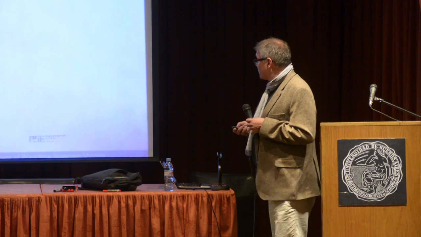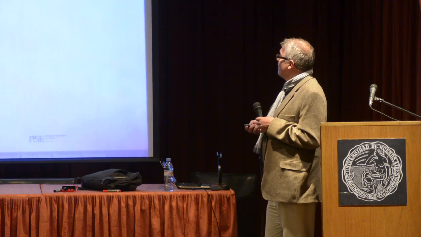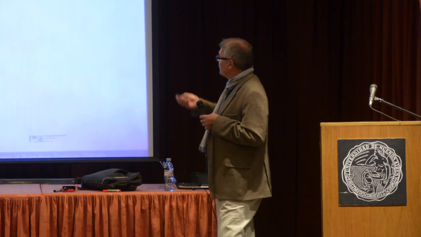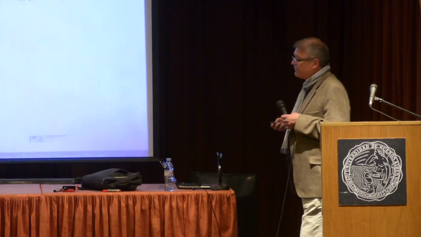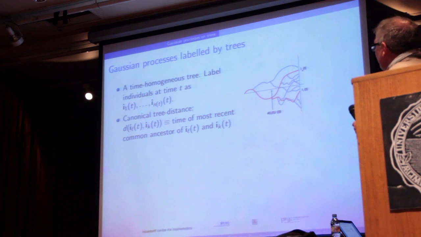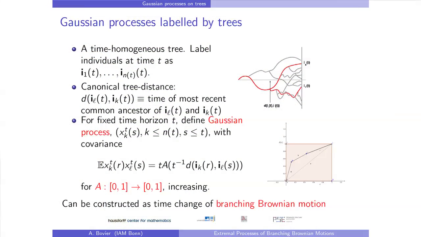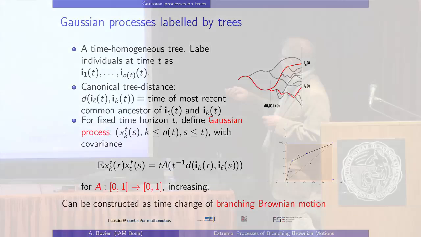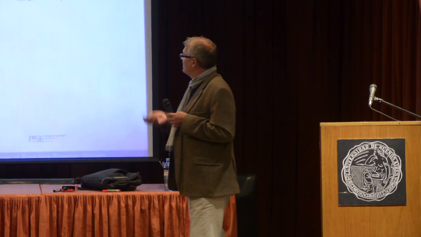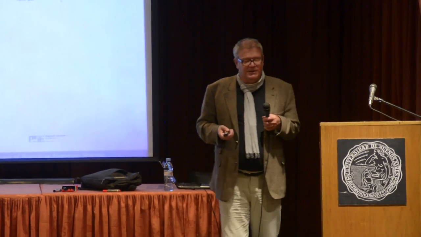You start with a tree, time homogeneous tree, where you label individuals, you know, just number them at time t, I1 up to I_n(t). You always assume that these trees don't die out, and they can be random or it can be deterministic, and that they grow exponentially, as we will see. And then with the tree, you have the canonical tree distance, which we will just take the time of the most recent common ancestor. So you take two individuals, you go back along the tree, and then they have a most recent common ancestor at some time, and this we will denote by the distance. It's not really a distance, but we will call it a distance anyway.